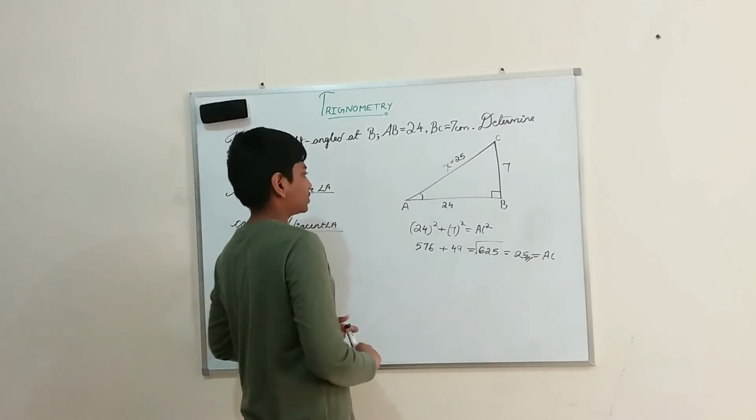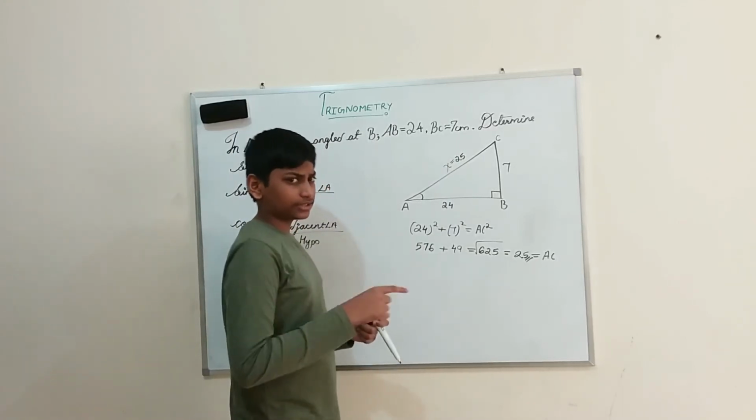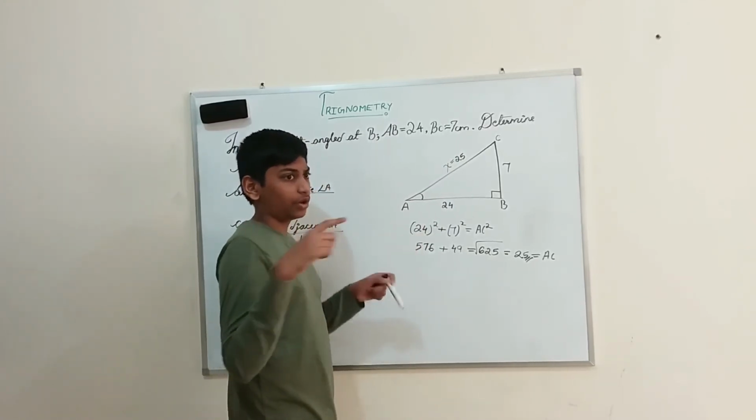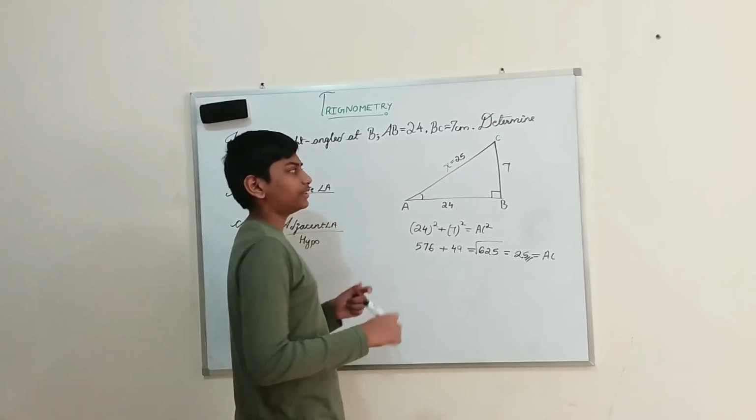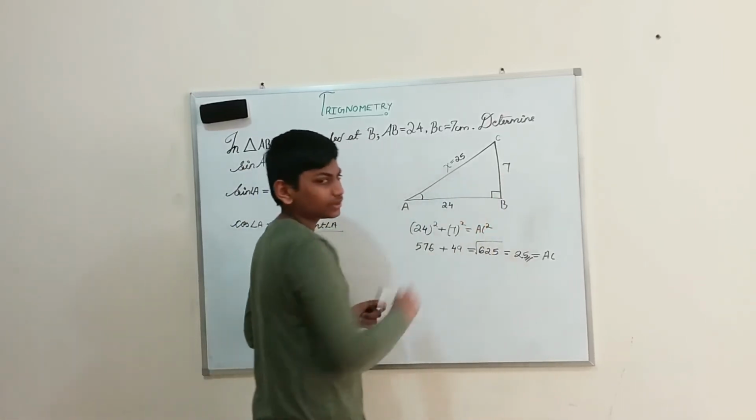Now we'll go to the opposite side. Do you remember during the ratios I drew this triangle and told what is the opposite and the adjacent? This was the opposite and this was the adjacent, right?